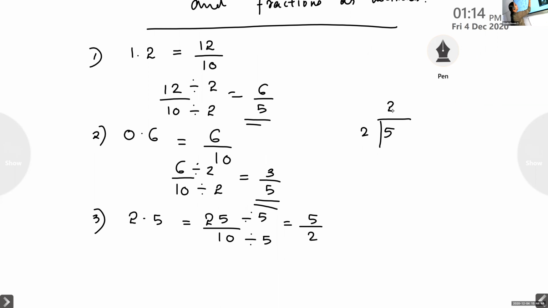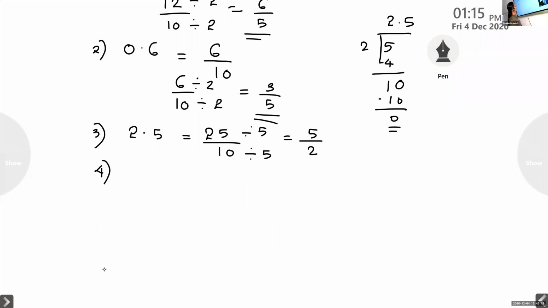2 2s are 4. Subtract, 1 remainder. Then, what will we do? Point, and 10. Then 10 divided by 2 is 5. Correct? Now did you get the same answer? Yes, ma'am. So this is the way. Clear, children? 5 by 2. And the fourth one?